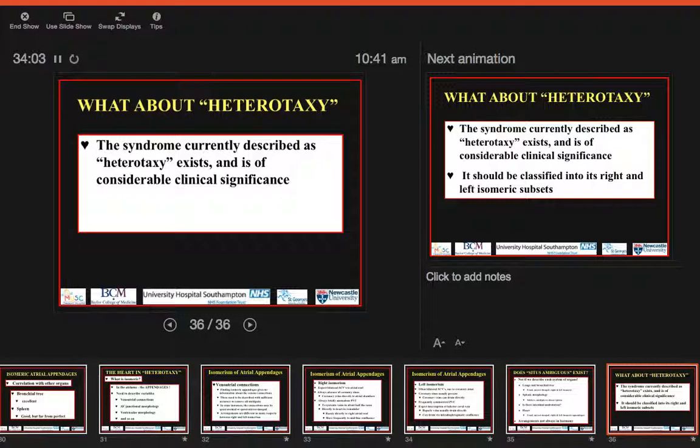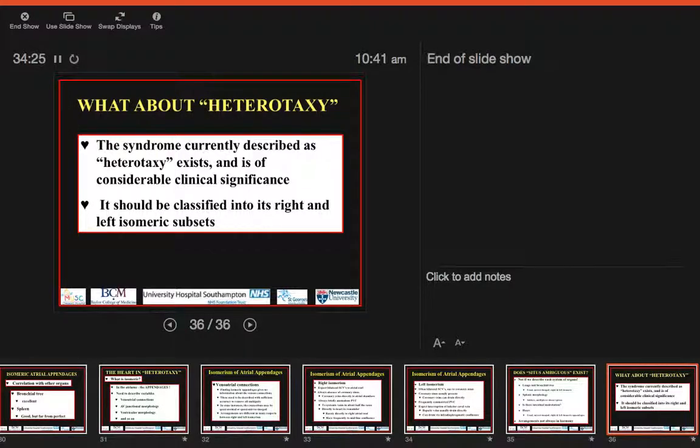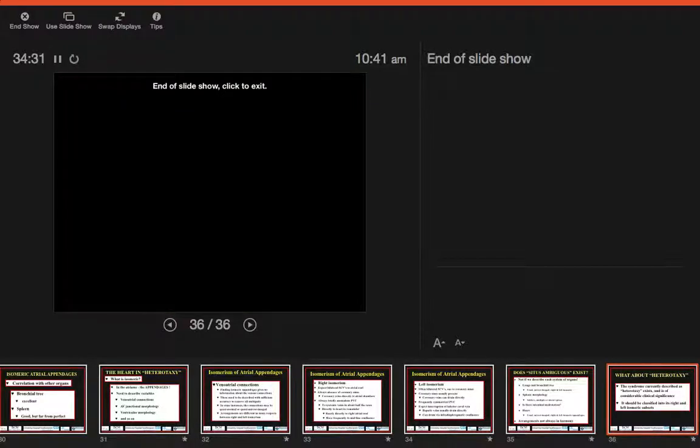Is there such a thing as heterotaxy? Yes, there is. But heterotaxy is anything that is other than the normal. So heterotaxy includes mirror imagery. The thing that the North Americans call heterotaxy is easy because that is simply right and left isomerism. So does isomerism exist? For sure it does. If we divide it into its right and left subsets, then we have the clarity that Dr. Snehal was asking me for in the first instance.